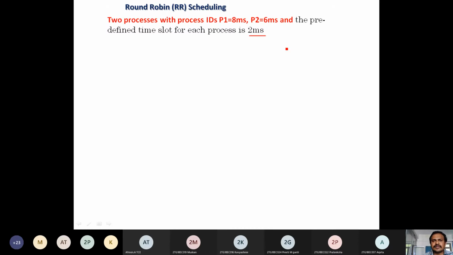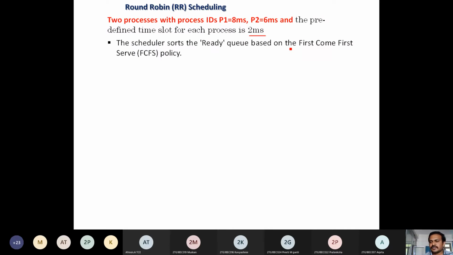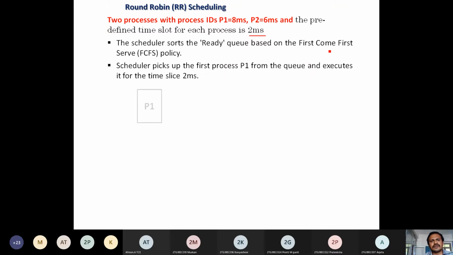It is the beginning stage. The scheduler sorts the ready queue based on the first come first serve policy. The scheduler picks up the first process, P1, from the queue because P1 entered first, P2 next, and executes it for the time slice of 2 milliseconds. You can observe in the image that P1 is executed for 2 milliseconds.